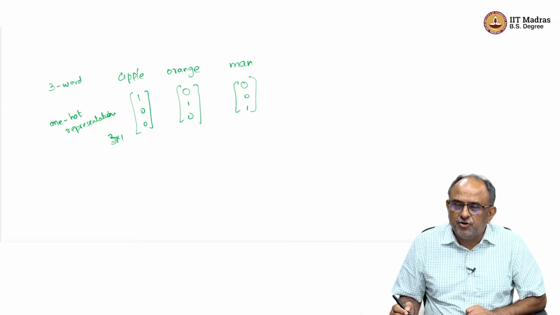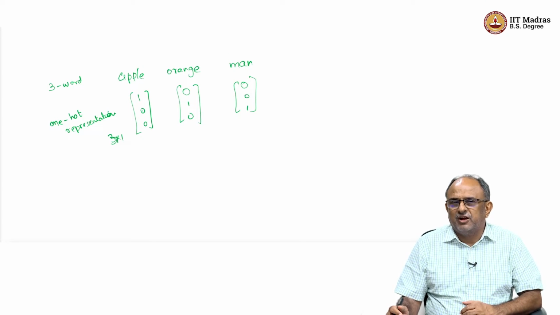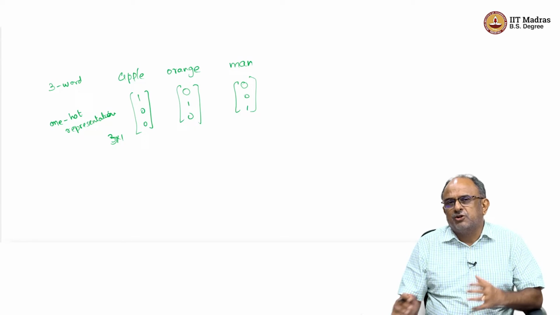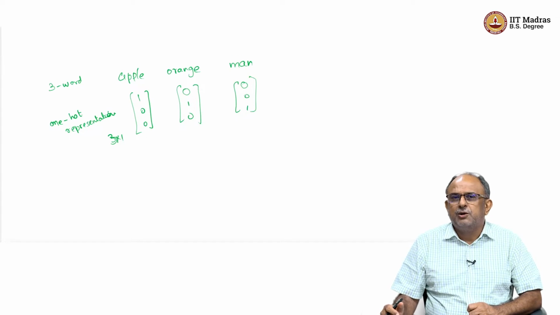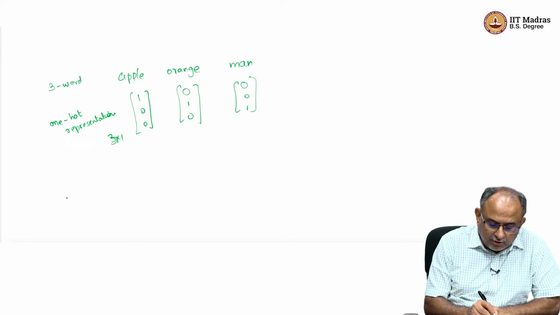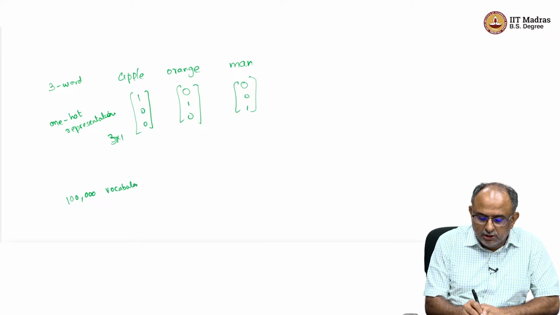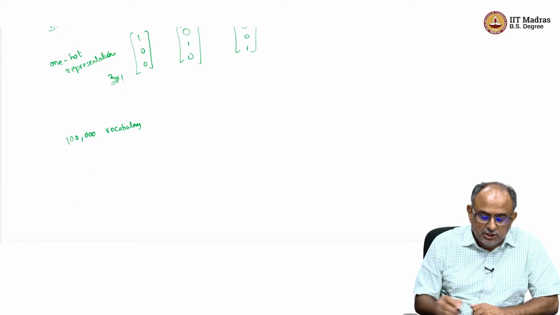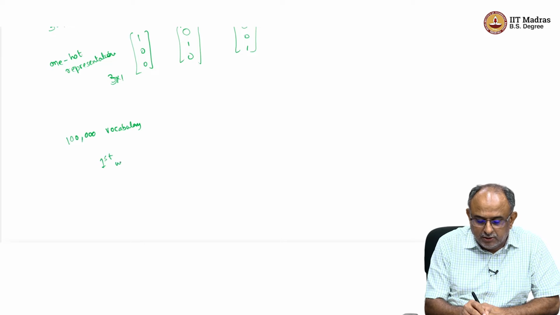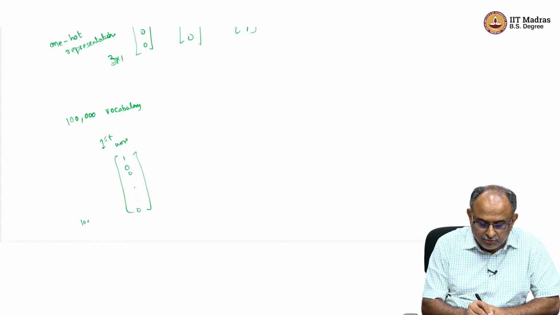So, 20,000 words itself is a very small vocabulary. We normally say at least 60,000, 65,000, and 100,000 is a reasonably large vocabulary that will cover most of what people say. So, suppose I am dealing with a 100,000 word vocabulary. What will I do in the one hot representation? The first word I will make 1 0 0 all the way, a 100,000 cross 1 vector.